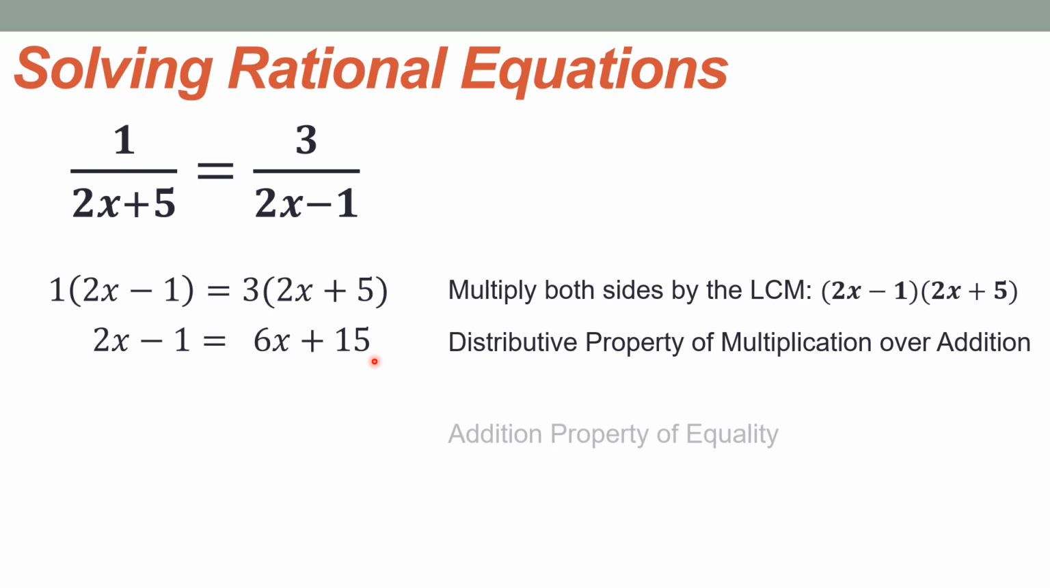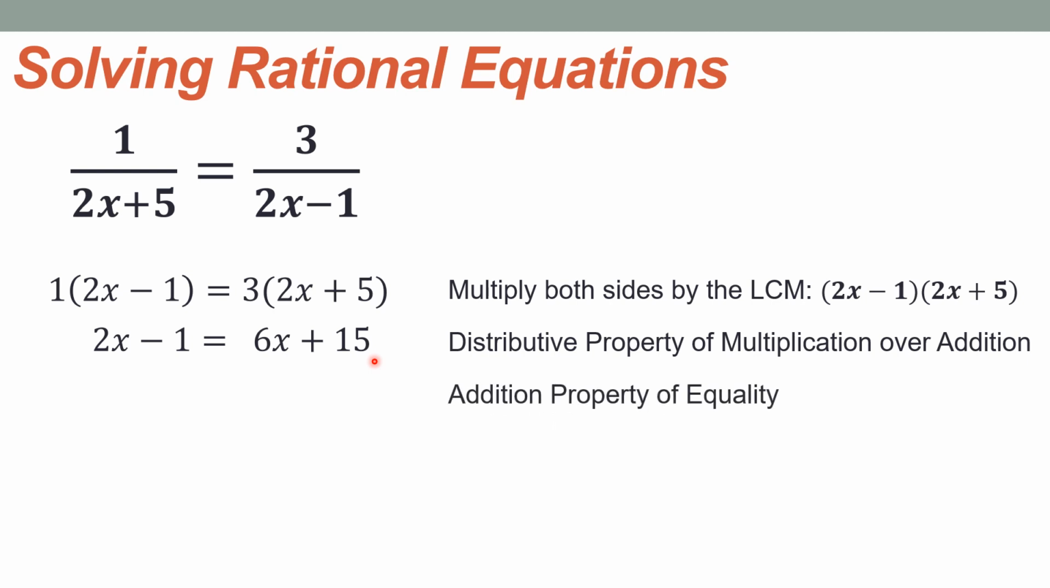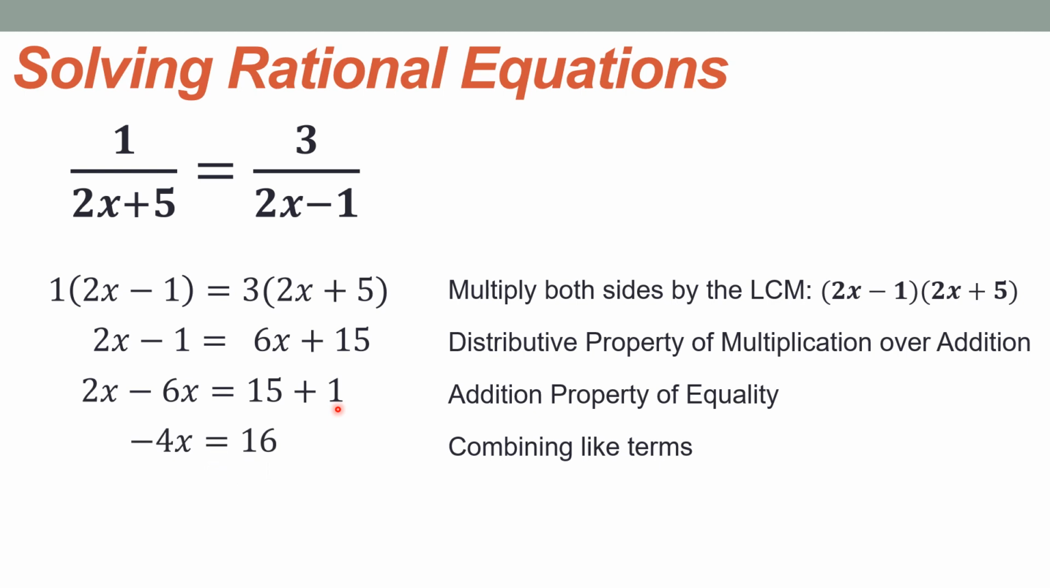Now, we are going to use the addition property of equality, meaning all terms with variable x will be included on this side, and those constants will be put on this side. So 6x will be transposed here, and negative 1 will be transposed to this side. So 2x minus 6x is equal to 15 plus 1. Now, we are going to combine like terms. 2x minus 6x is equal to negative 4x. 15 plus 1 is equal to 16.